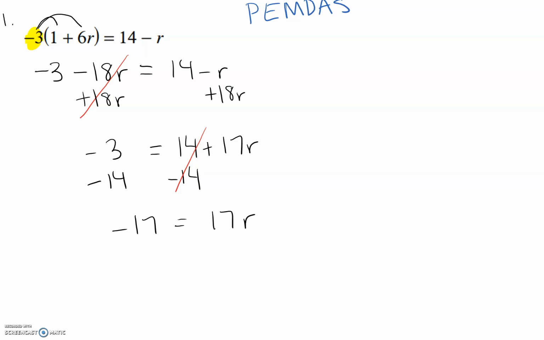Now again, my goal is to get the r completely by itself. So I'm going to divide both sides by 17 because r is currently being multiplied by 17, and the opposite of multiplying is dividing. And a -17 divided by a 17 is a -1. So my final answer for this problem is r equals -1. So the solution to this equation is r equals -1.